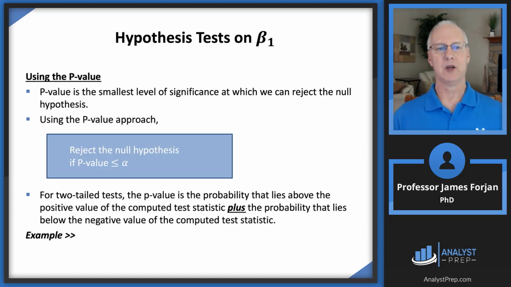Now, the p-value is the smallest level of significance at which we can reject the null hypothesis. And so I want you to think about the alpha that we've talked about over the last couple of chapters. Alpha is some measure of our level of significance, like 1% or 5%. So if the p falls below, let's just pick 5%, if it falls below that, then we can reject the null hypothesis.